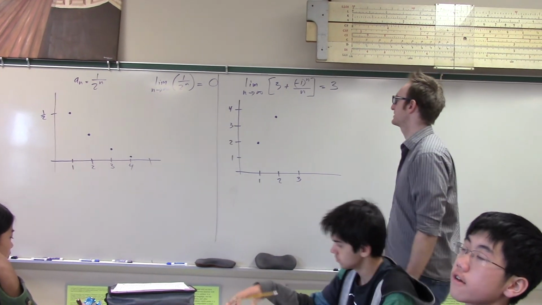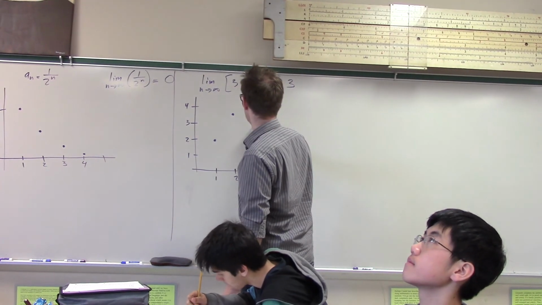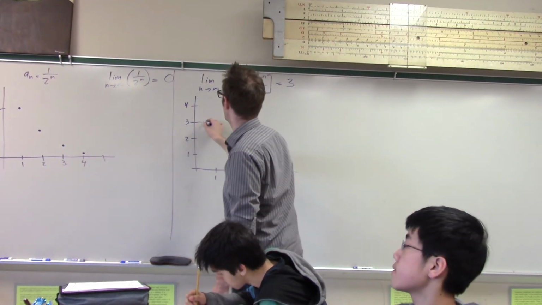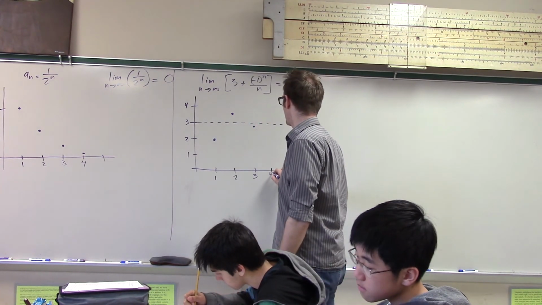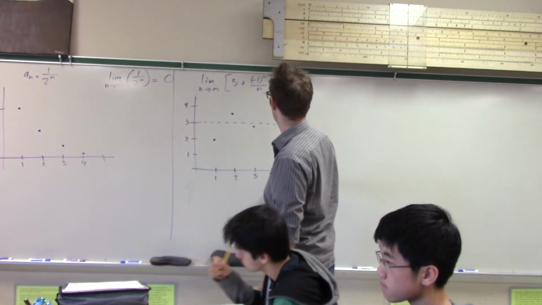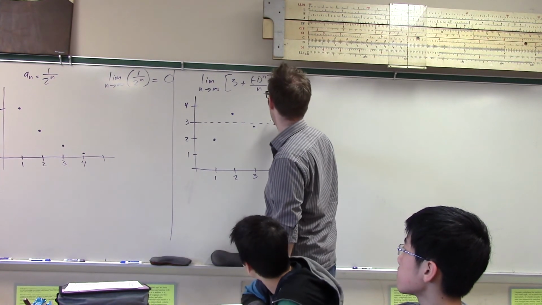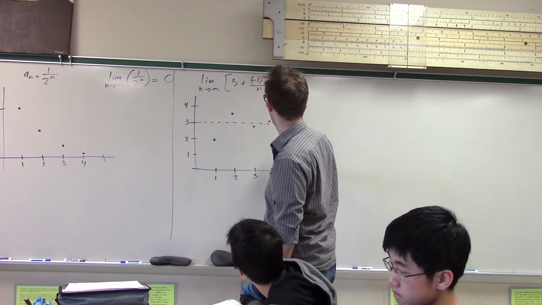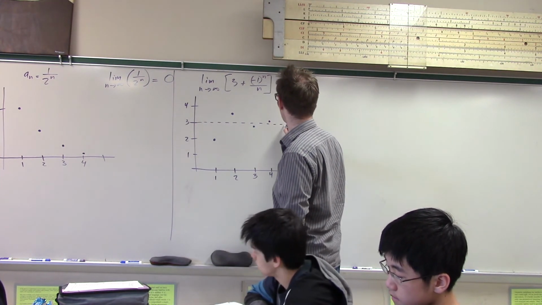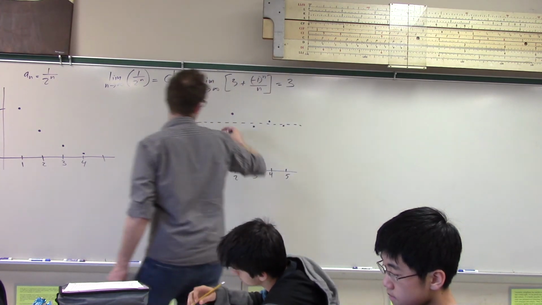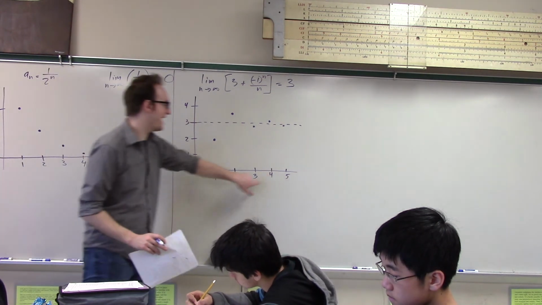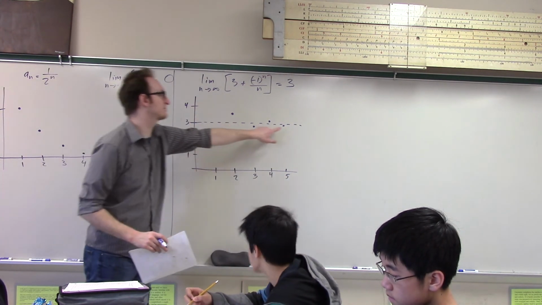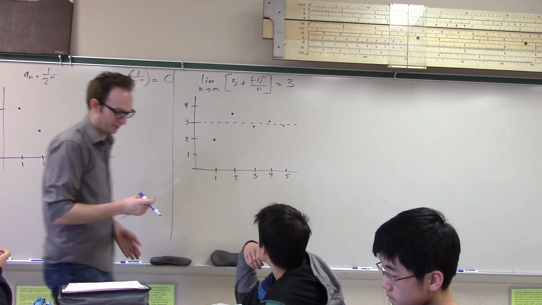3 minus a third. And so indeed, it seems as if the answers are always going to hover around 3, right? When I plug in 4, I get 3 plus a fourth. When I plug in 5, I get 3 minus a fifth, etc. And so these numbers are going to bounce along, but it does appear that as n gets larger and larger, the terms of the sequence get really, really close to 3.